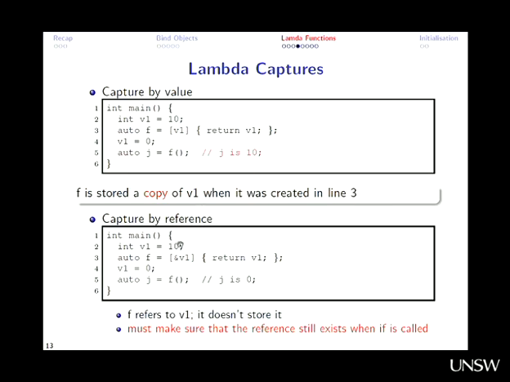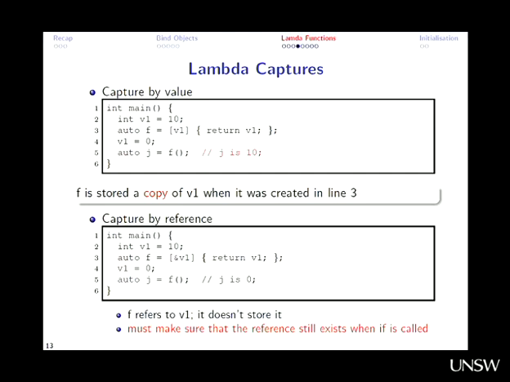If you capture by reference, which you can still do, j will still be 0, because you capture by reference, so it stores a reference to a thing. But you must make sure the reference still exists when that function is called. If a reference doesn't exist, you're going to be in for a world of pain.